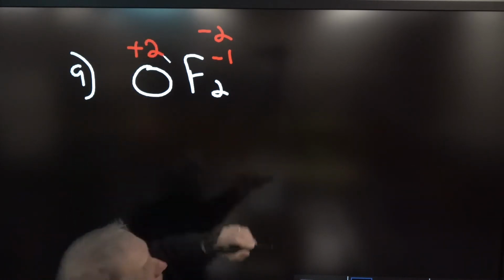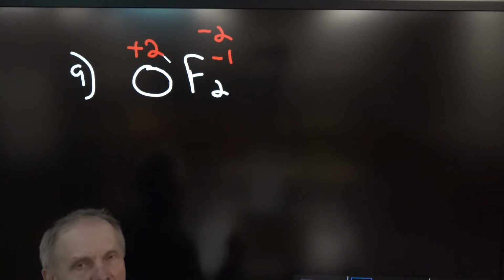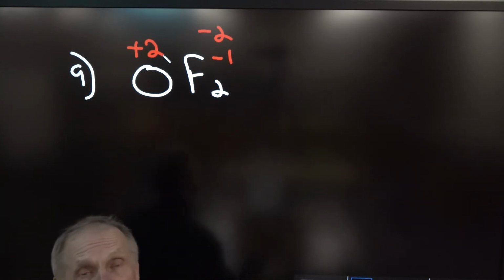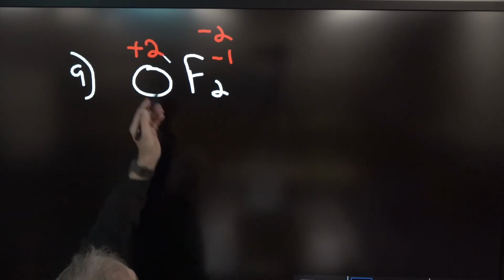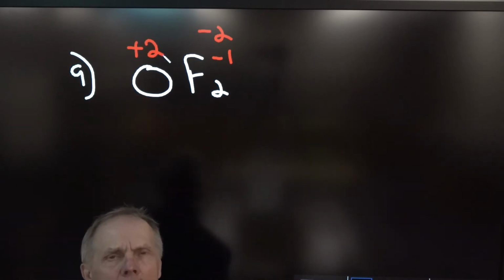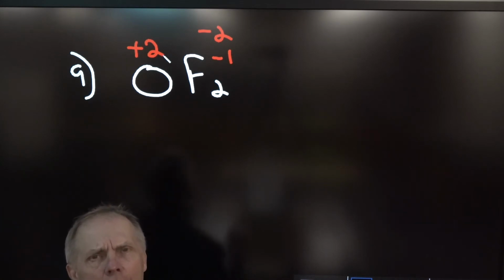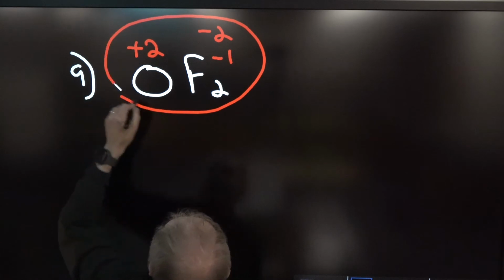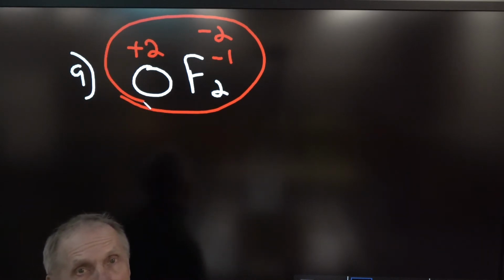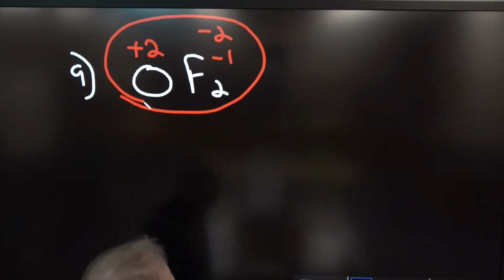a plus 2. And that's so weird because, like I said, 99% of the time oxygen's a minus 2. And this is one of the only examples you need to know that oxygen has a plus 2 oxidation state. So this is a very odd one right here, OF2. All right, next one.